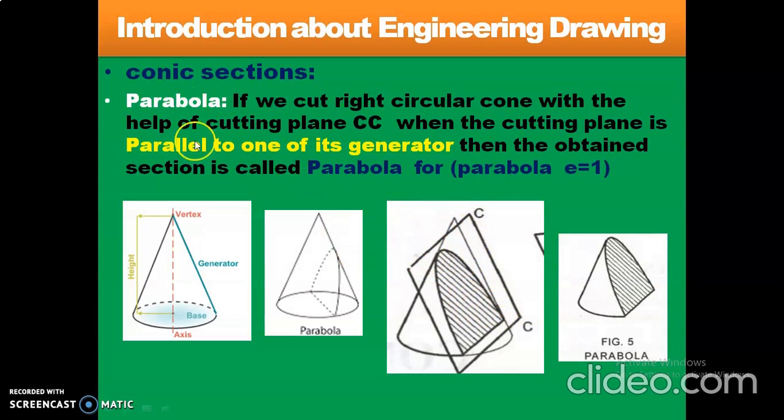Once again listen, how can we get the parabola shape? If we cut this right circular cone with the help of cutting plane CC, the cutting plane should be parallel to one of its generators. Whatever section we obtain, that section is called parabola shape. This is parabola shape.